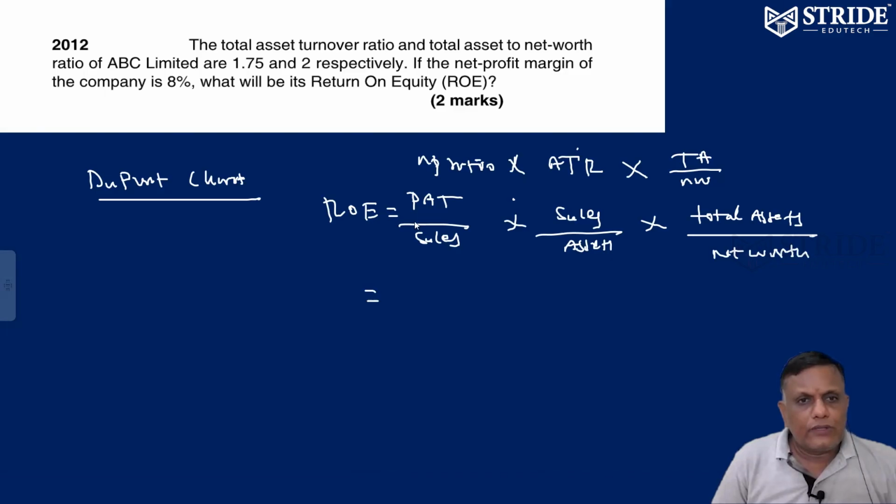First, total asset turnover ratio is given, so it is going to be 1.75. Total asset by total net worth is given. That is going to be 2. The net profit ratio is given. That is equal to 8.